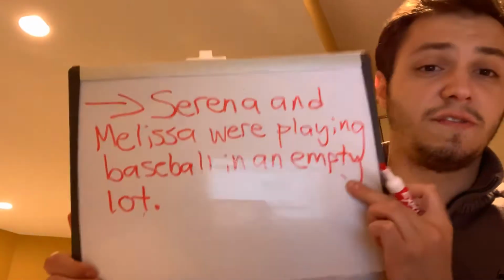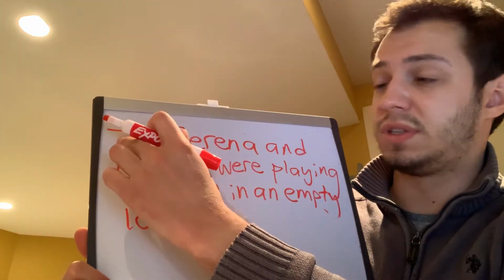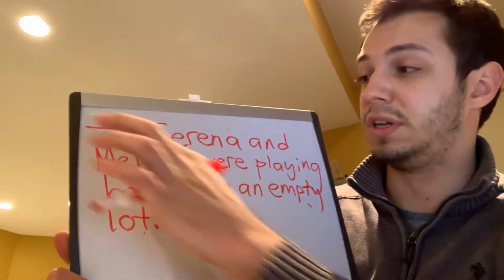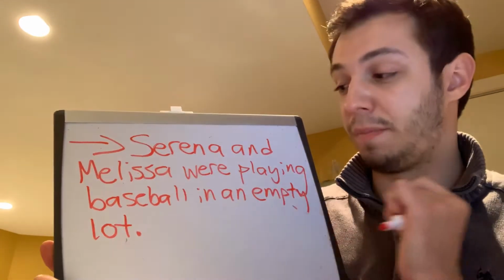Serena and Melissa were playing baseball in an empty lot. So this is the first sentence that is given. Notice this is an indent. This means that I indented the beginning of my paragraph.